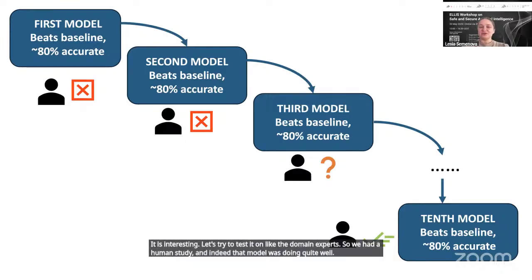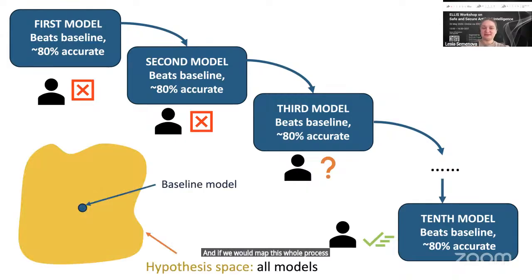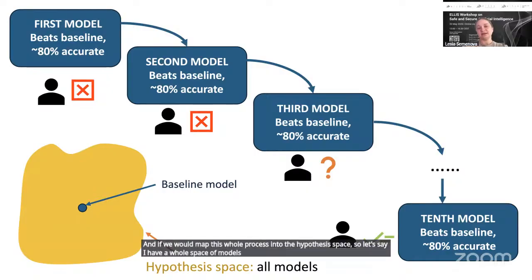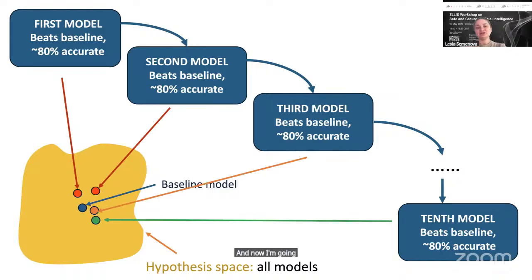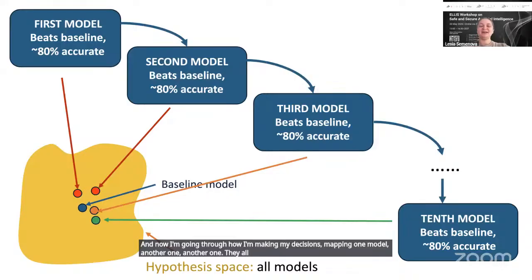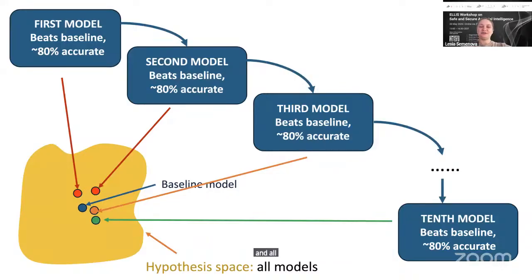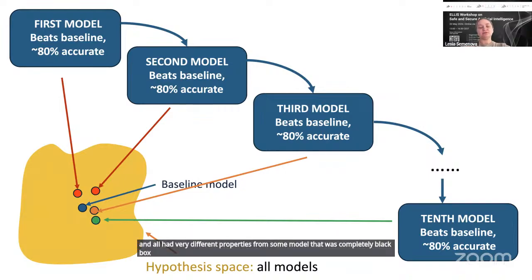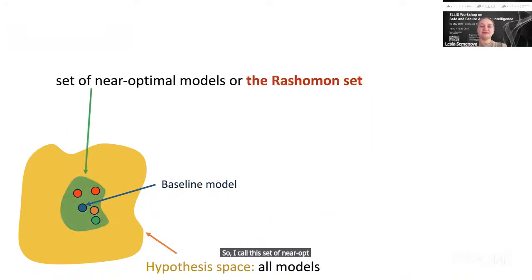And if I map this whole process into the hypothesis space, so let's say I have a whole space of models, and then I had that baseline model, which would be SpikeNet. And now I'm going through how I'm making my decisions, mapping one model, another one. They all have been accurate and all had very different properties, from some models that were completely black box to some models that were completely interpretable and aligned with our domain experts. So I call this set of near optimal models that have the same performance a Rashomon set.